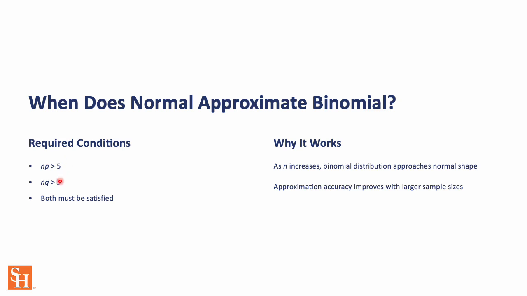And if the value of n is large, then the binomial probability distribution approaches the normal distribution. If the value of n is large, the approximation gives us a more accurate result, and we'll see that graphically in the next slide.